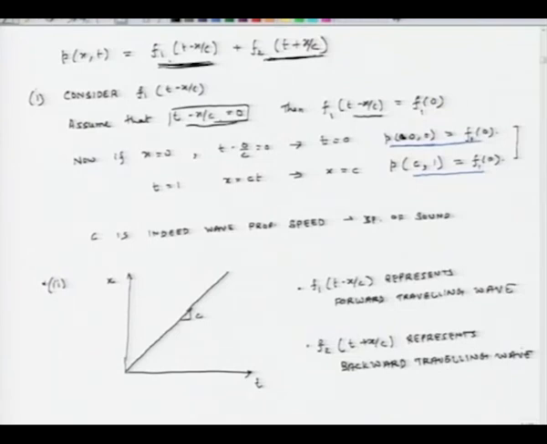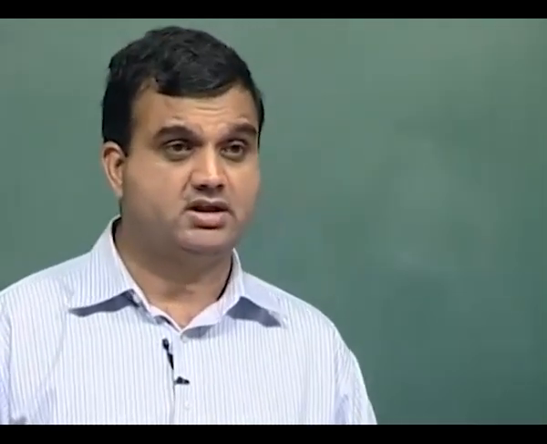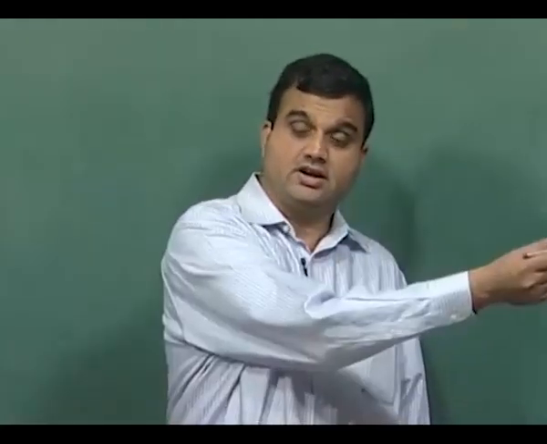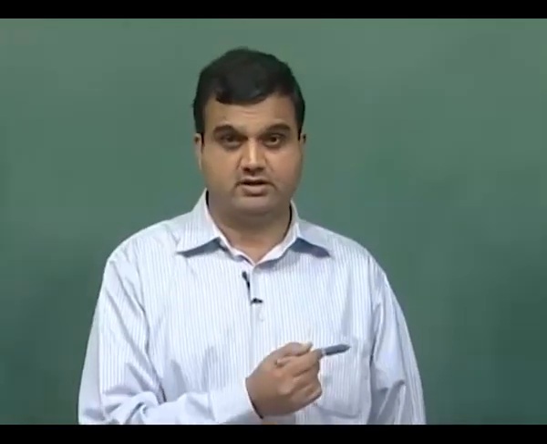Because if I plot t plus x over c, and let us assume that t plus x over c equals a constant, let us assume that constant to be 0, then if I plot that, the slope of the line would be negative, and what that means is that as time is growing, x is moving in the negative direction. So, what that tells me is that as time is growing, the wave is travelling in the negative x direction. So, it is a backward travelling wave.